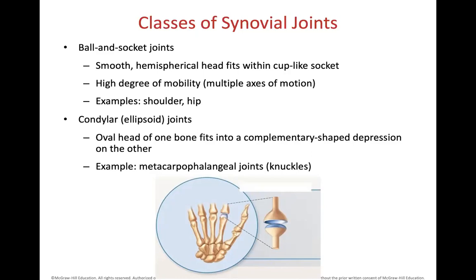The condylar or ellipsoid joints, sort of like a mini ball and socket, I guess. They're a lot smaller, but you do have sort of a hemispherical piece fitting into a cup-like depression on the other bone, but not quite a ball and socket. So the ball and socket would have a little bit less overhang here, essentially, and allow for a larger range of motion.